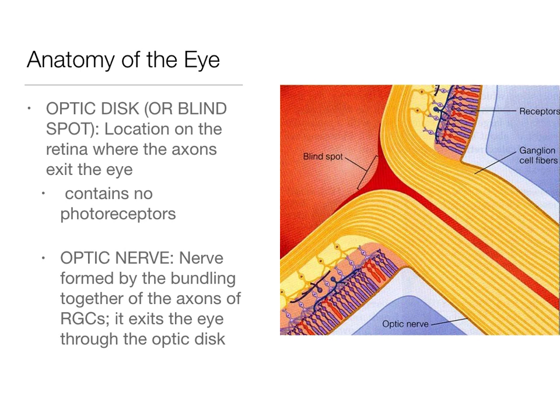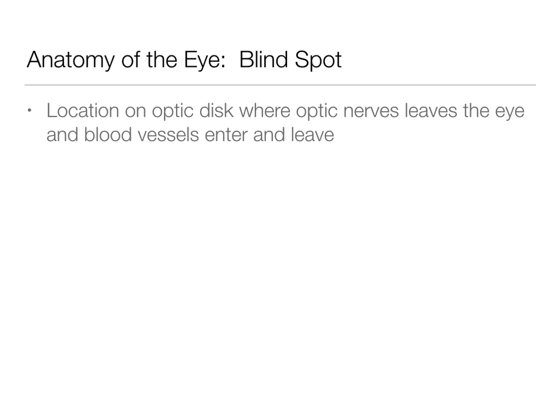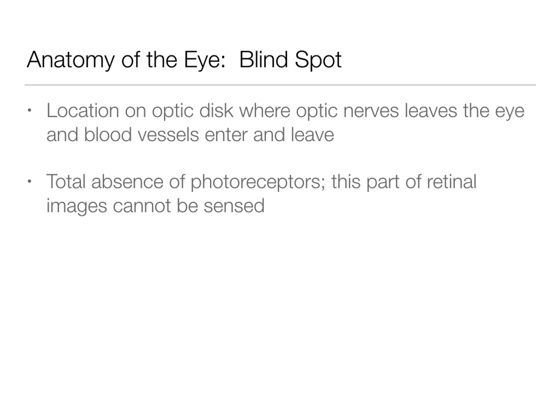Now, remember that optic nerve is just the bundling of those axons from those retinal ganglion cells, and they exit the eye through this optic disc. So the optic disc is, again, where those axons from the retinal ganglion cells leave the eye and enter the brain. There is not a single photoreceptor there at all, okay?